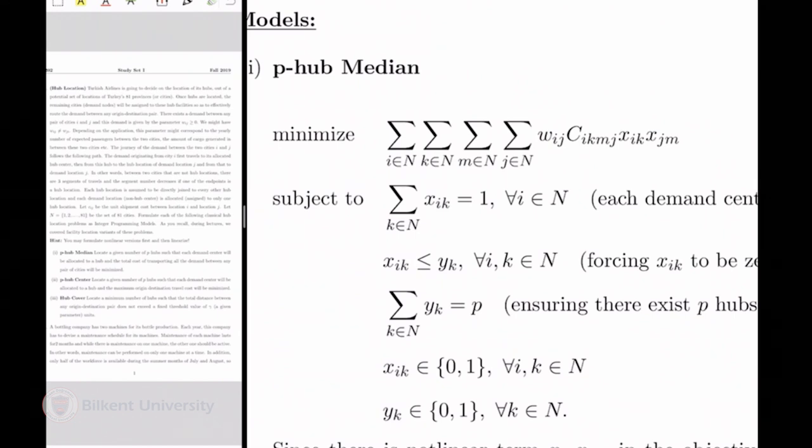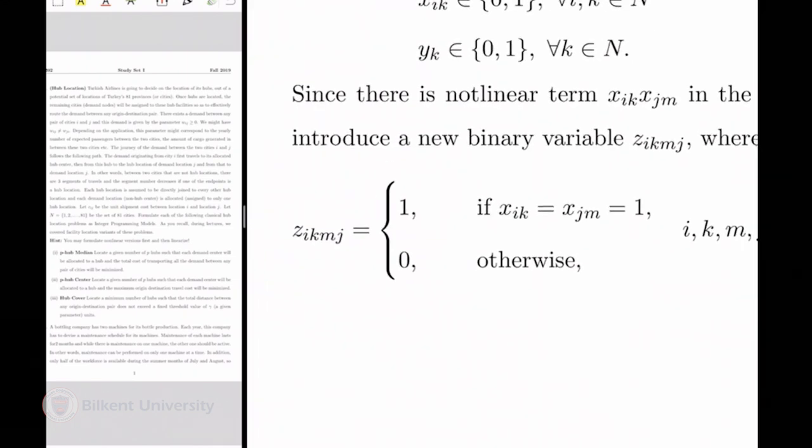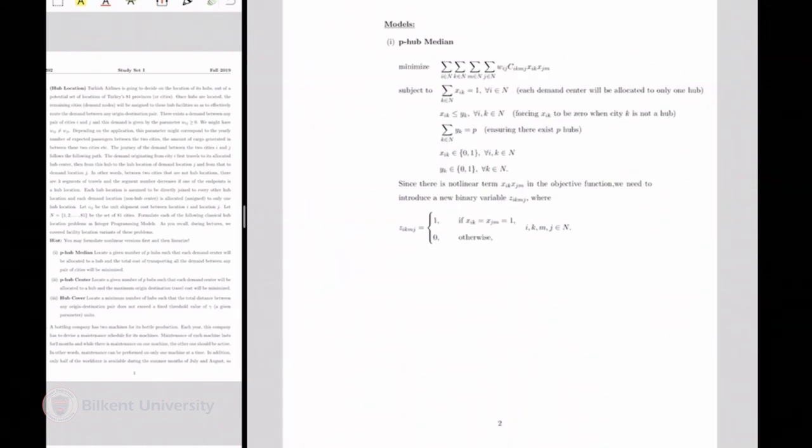You have already seen how to deal with the multiplication of two binary variables, how to make it linear. So first we define another binary variable as their multiplication, meaning that we say z_ikjm is equal to 1 if both of them are 1, meaning that their multiplication should be 1. And when either of them is 0, or both of them are 0, z_ikjm is 0. So when I define their multiplication as z_ikjm, I can put z_ikjm instead of their multiplication in the objective function. So I'm avoiding a nonlinear expression, but how do I enforce the model to know that z is equal to the multiplication of the x's?